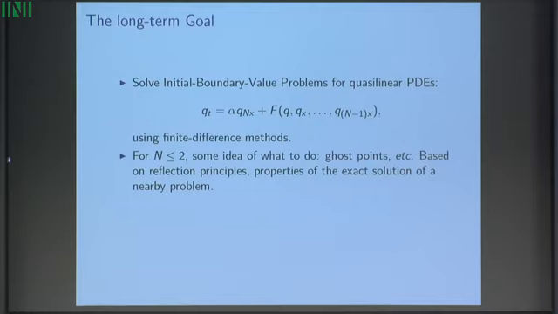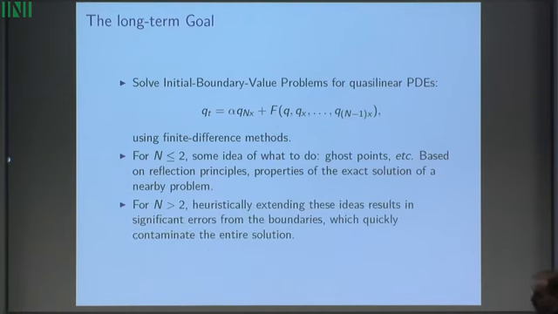For second order and lower, so for first and second order, we kind of know what to do. Using mirror principles or other ideas, basically, because we know the exact solution for nearby problems. Based on reflection principles, when we need ghost points, we can introduce the values at those ghost points and deal with that appropriately. That becomes a little bit harder when you have non-homogeneous boundary conditions, but it can still be done.